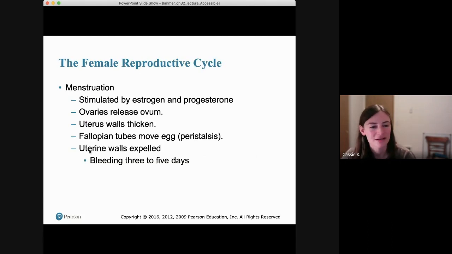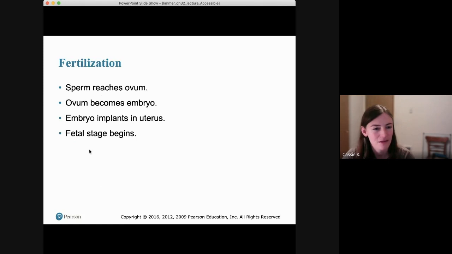The reproductive cycle for menstruation, stimulated by hormones, estrogen and progesterone. Ovaries release the egg, uterine walls thicken, the egg moves along the fallopian tubes. If there isn't any fertilization, then the uterine walls and egg are expelled, which is bleeding for about 3 to 5 days. If there is fertilization, that's when sperm reaches the ovum, becomes an embryo, implants in the uterus, and then you start fetal development.